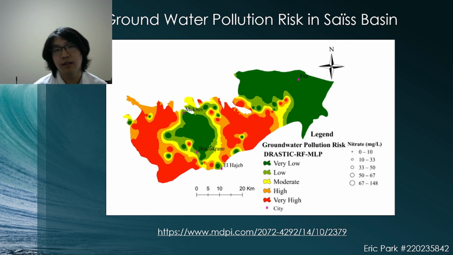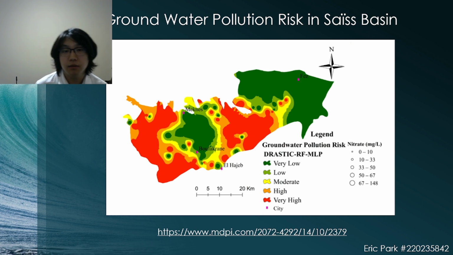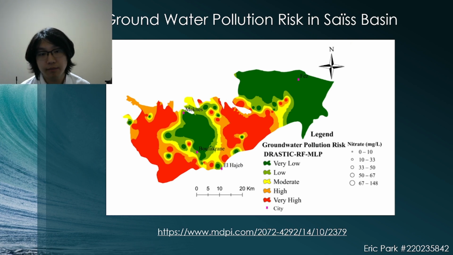A study conducted at the Sais Basin in Morocco tested multiple machine learning algorithms to find the most effective one at predicting these risks. Drastic RFMLP, the most effective model, was able to accurately plot and find where the highest risks were for pollution.